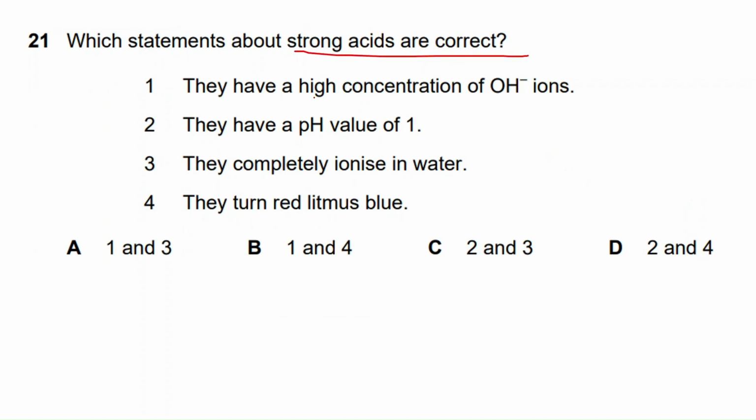Which statement about strong acids is correct? So they have a high concentration of OH minus ions. This is a strong base, right? A pH value of 1 makes sense. Completely ionized in water, yes. They turn red litmus paper blue, no. So it's going to be 2 and 3, which is C.